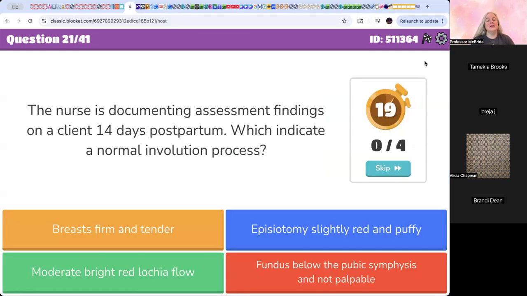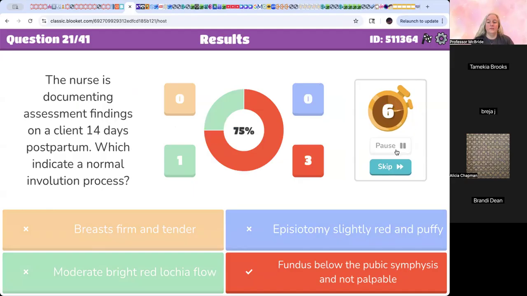A nurse is documenting assessment findings on a client who's 14 days postpartum, which indicates a normal involution process. Okay. So the normal involution is going to be, it goes down. We said earlier on one of the other questions about a centimeter a day. So at 14 days postpartum, should we be able to palpate it?